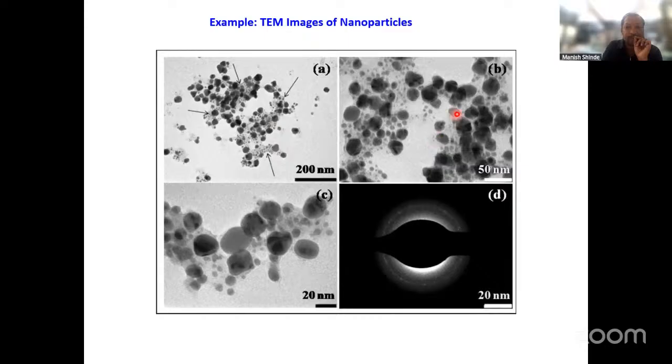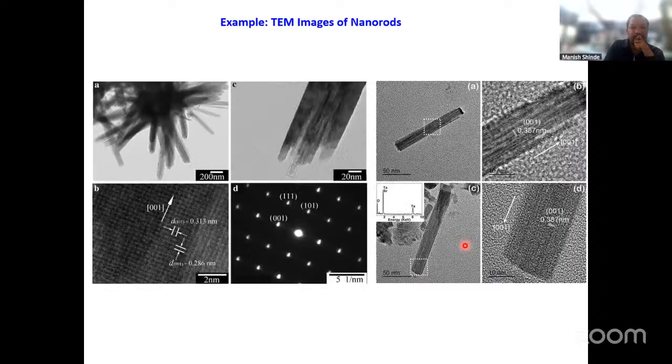So in TEM image, you get the information about the particle size and shape, and also about the crystalline nature. This is the electron diffraction. This is ring-like structure. Okay, that means it is a polycrystalline sample. This is another example. This is an example of a single crystalline sample. This is a rod-like structure.